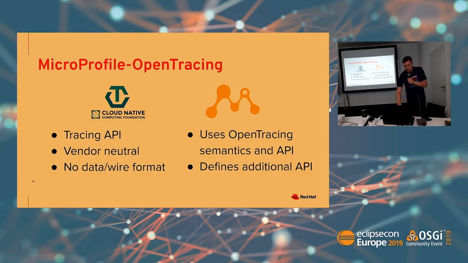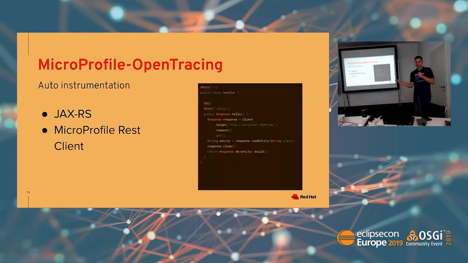The spec is divided into really two parts. The first one is called auto instrumentation. It means that you basically don't have to do anything in your applications. You just drop the jar in your classpath. And for example, JAX-RS and MicroProfile REST clients are automatically traced. On this slide, you can see there is a REST endpoint hello. When you create a request to this endpoint, tracing would automatically send data about what happened in the invocation.